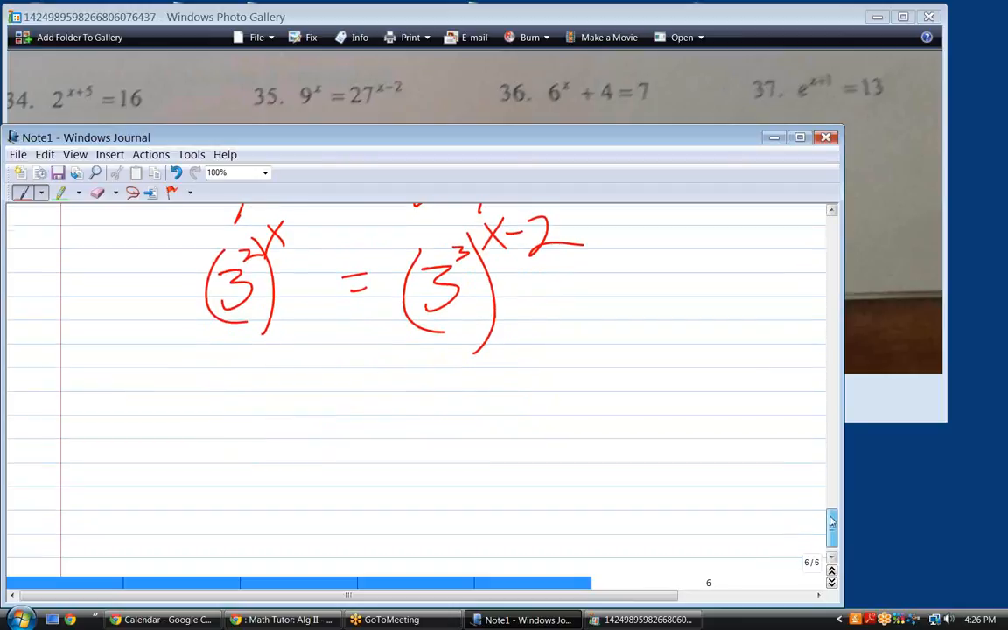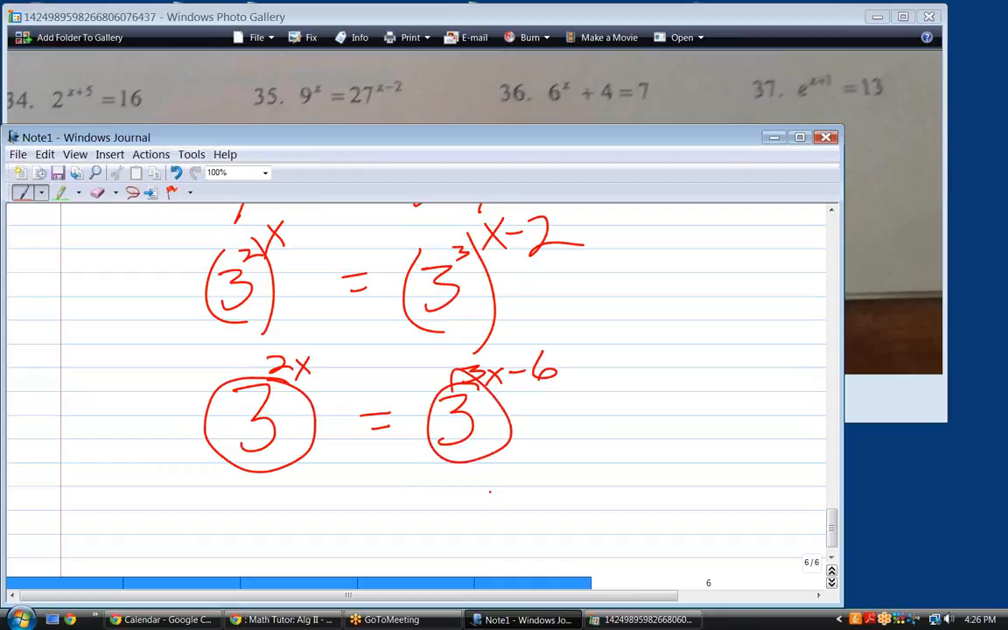Now I can apply the rules of exponents, which means the left becomes what? What's 3 squared to the x power? Is it 3x, right? We're doing double exponentiation, which means we have to multiply those exponents. So 3 to 2x. Equals what? 3 to 3x minus 6. Okay. Now we have common base, different exponents.